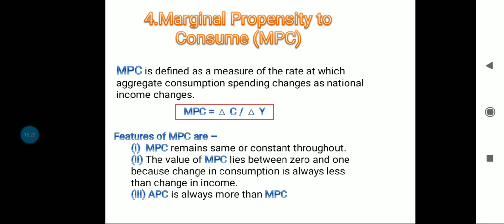When the whole additional income will be used on consumption, the value of MPC will be equal to 1. And when there will be no change in consumption due to the change in income, then the value of MPC will be 0. APC is always more than MPC, because the formula for getting APC is C over Y.